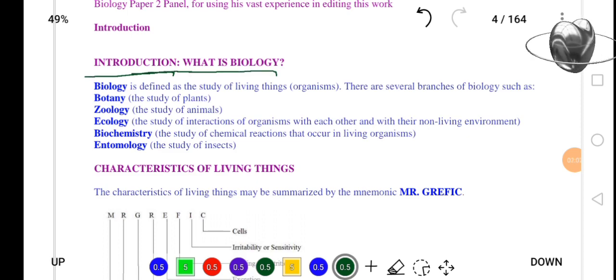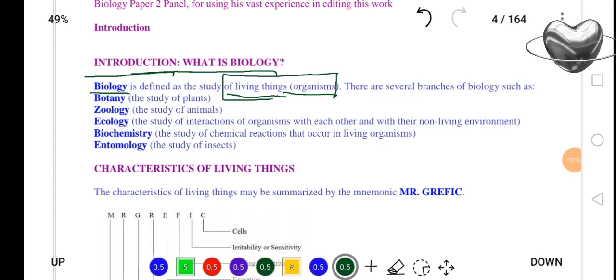So we are defining biology as the study of living things or organisms. And we study these living organisms under branches of biology. We have 5 branches of biology.